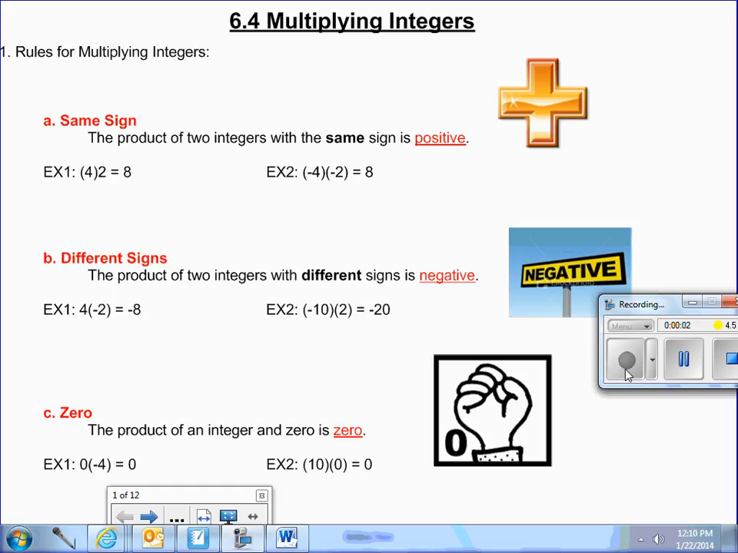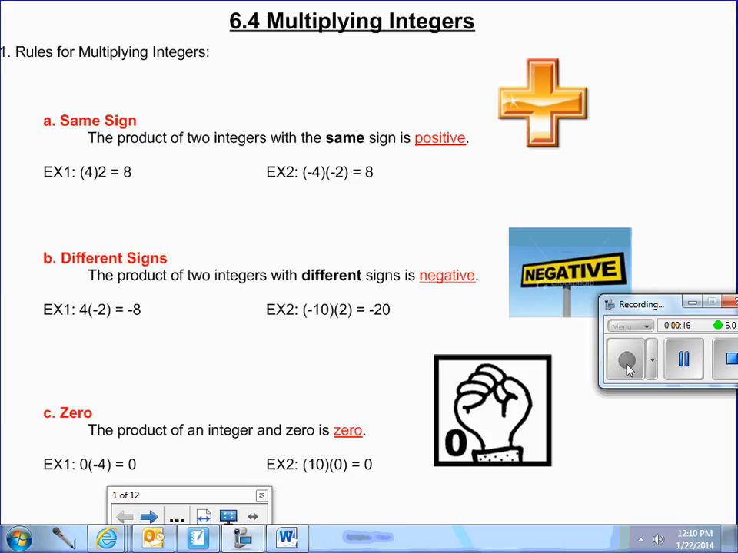We'll be talking about multiplying integers. Rules for multiplying integers. Example: 4 times 2 is 8. Negative 4 times negative 2 is positive 8.